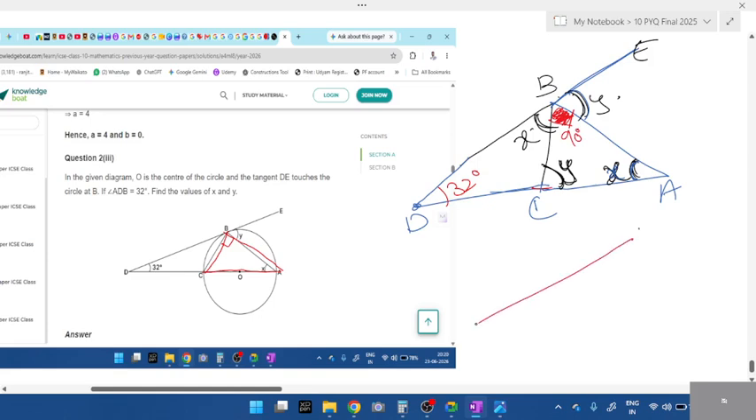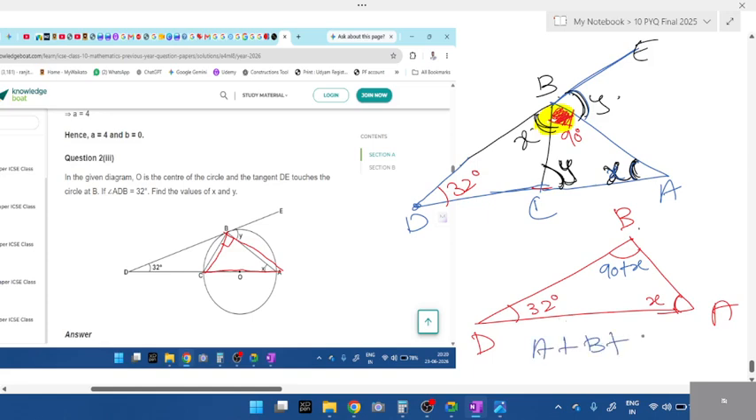Now consider this bigger triangle, BAD. Observe this bigger triangle, students. What is D value? 32. What is A value? X. What is the entire value of B? From B to A, what are the two values? Yeah, very good, 90 plus X. You have to use the sum of interior angles of a triangle. Angle A plus angle B plus angle D is equal to 180. So 32 degrees plus X plus 90 plus X is equal to 180.